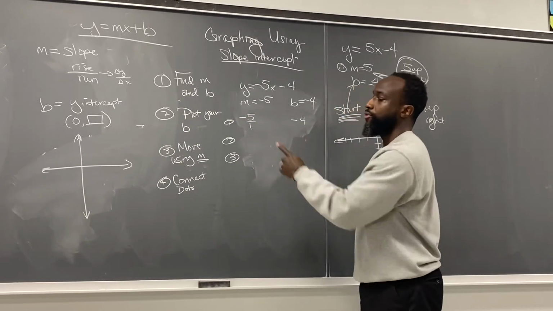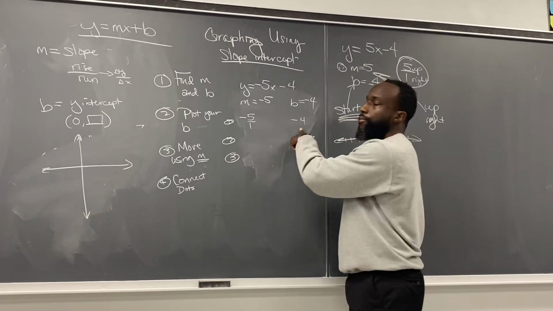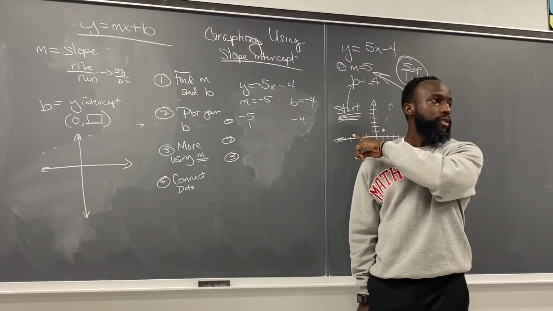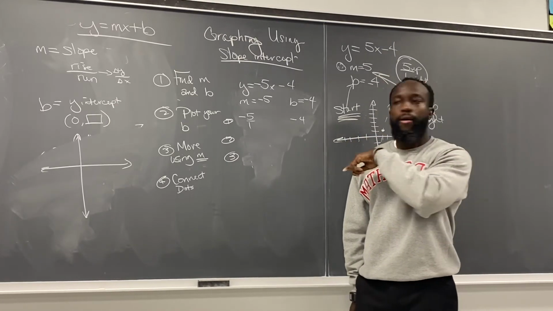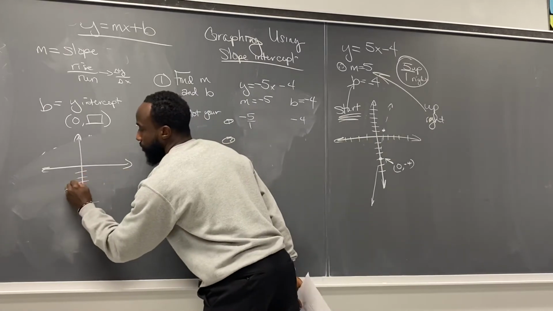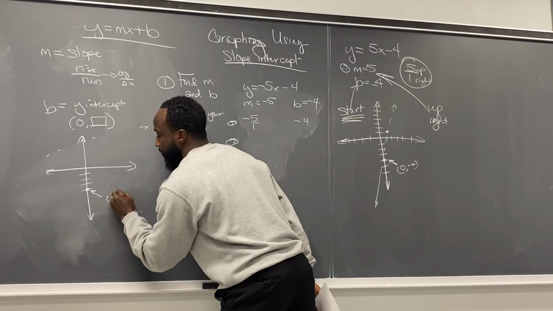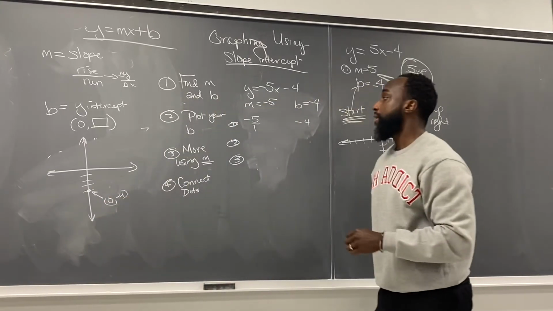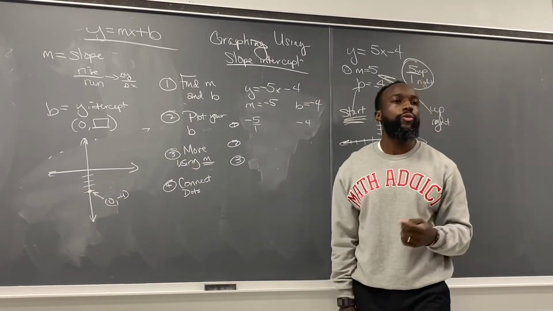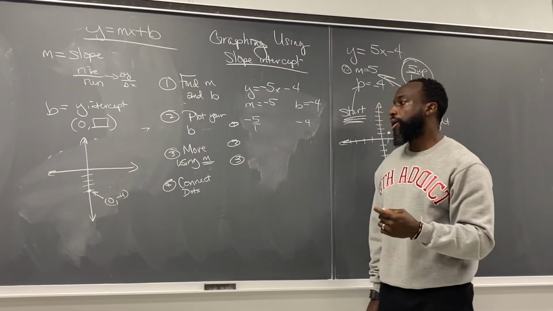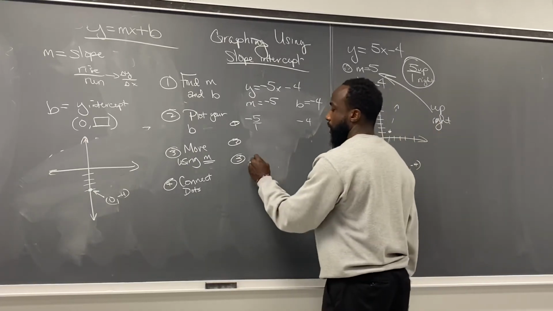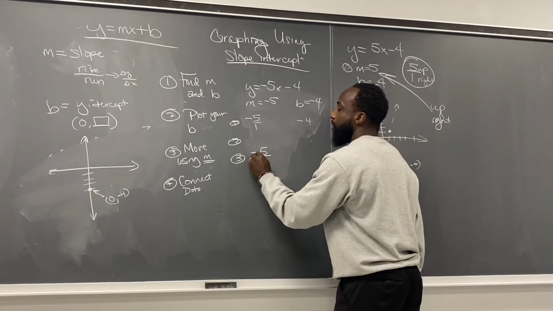The next thing you want to do is plot your b. So -4 is the b. That's where we start. Do we go up or down? Down. 1, 2, 3, 4. Pop. That's where we are. 0, -4. That's our y-intercept. Then the next thing you want to do is move using your slope, right? So -5 over 1.